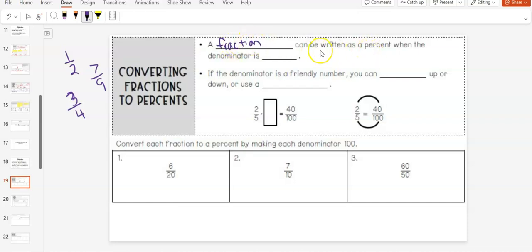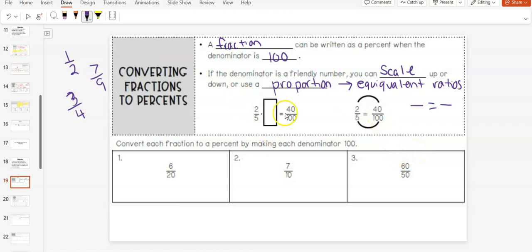All right, so a fraction can be written as a percent when the denominator is 100. That is the key thing. If the denominator is a friendly number, you can scale that fraction up or down, or use a proportion. Now, if you remember correctly, a proportion is the same thing as finding equivalent ratios. Remember, we learned it as the bar equals bar method.